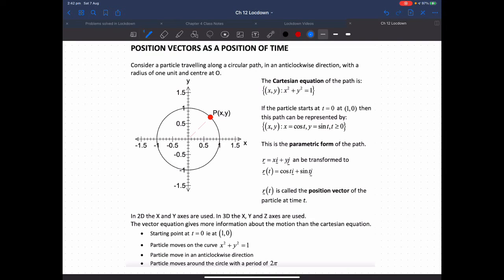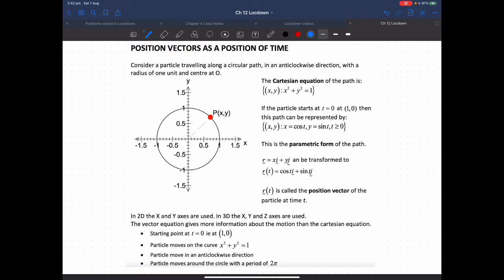In this exercise, we're looking at position vectors in terms of time. So the first thing I want to do is just talk about the difference between the information Cartesian equations give you compared with parametric equations.